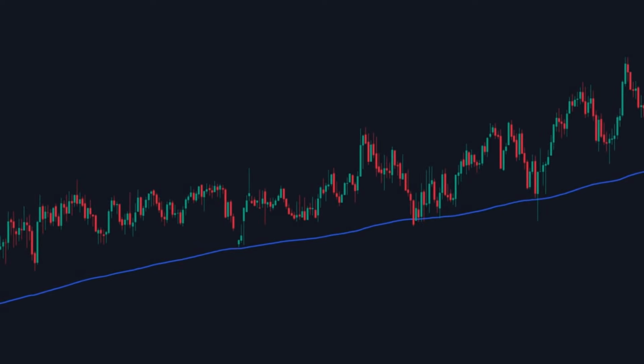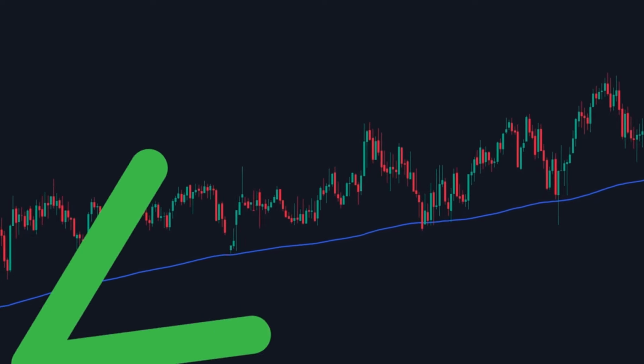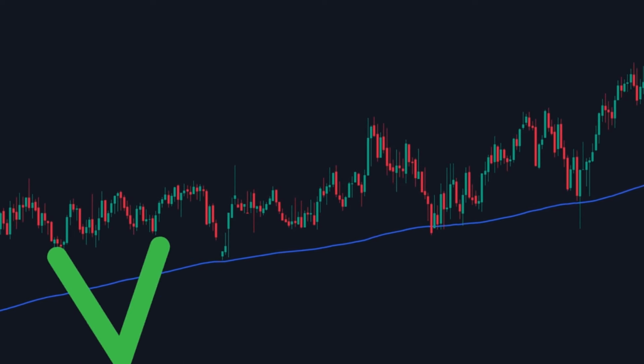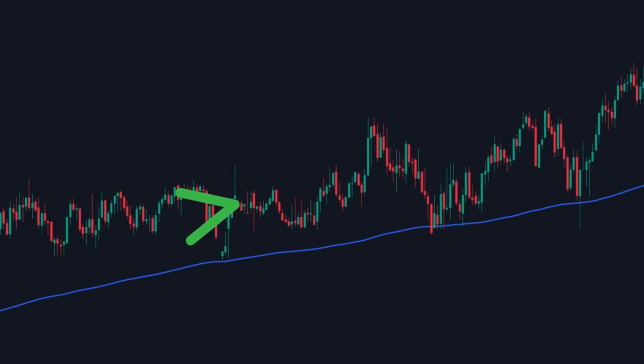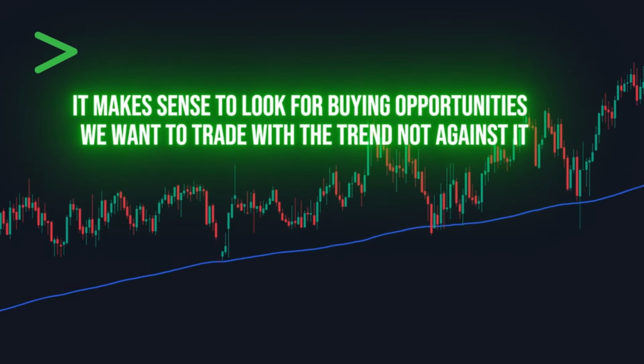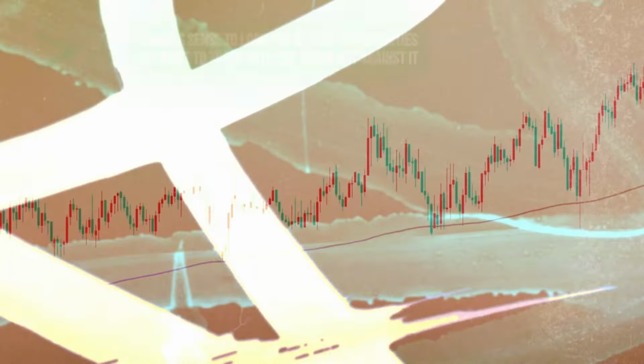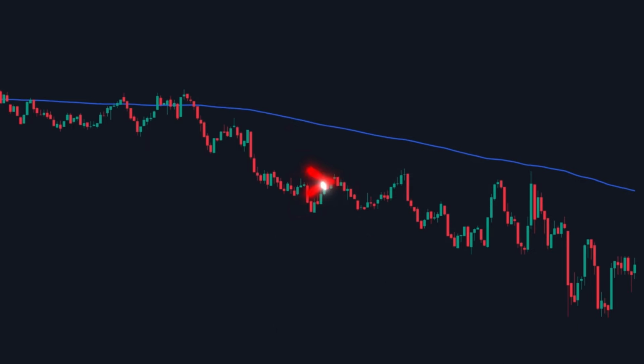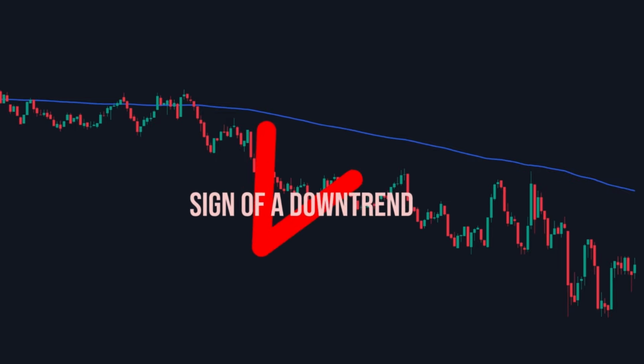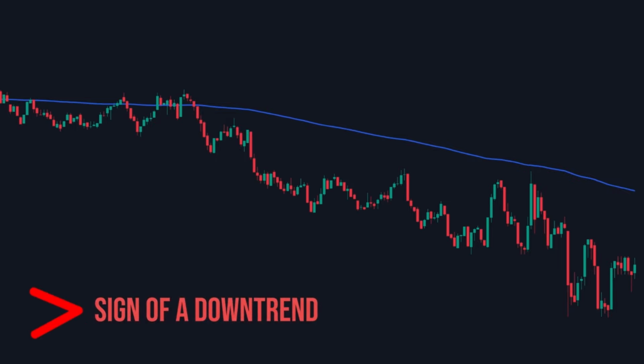One of the easiest ways to spot the trend is by looking at where the price is in relation to the moving average. If the price is sitting above the moving average and keeps staying there, that usually means the market's in an uptrend. And if that's the case, it makes sense to look for buying opportunities. We want to trade with the trend, not against it. Now, if the price is hanging out below the moving average and consistently staying under it, that's a sign of a downtrend. So in that situation, we'd be looking for chances to sell.